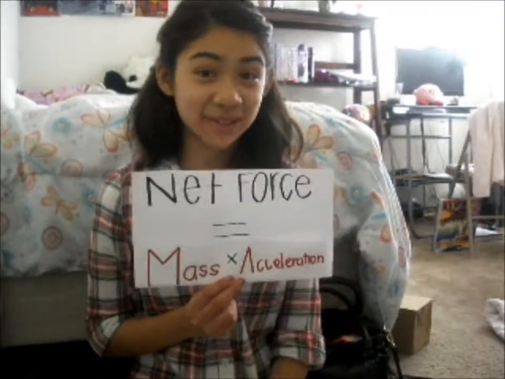The second law of motion has a special formula. Acceleration equals net force over mass. Acceleration is measured in meters per second squared. Net force is measured in newtons, and mass is measured in kilograms. This is another way to write the formula.